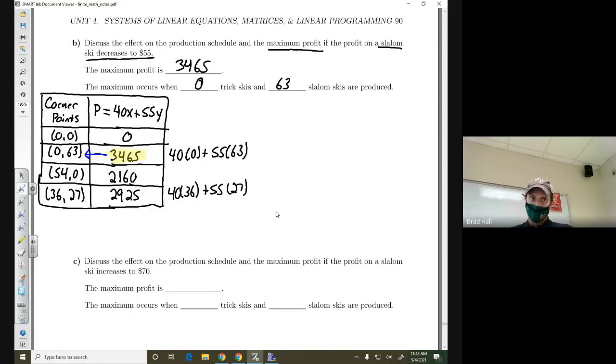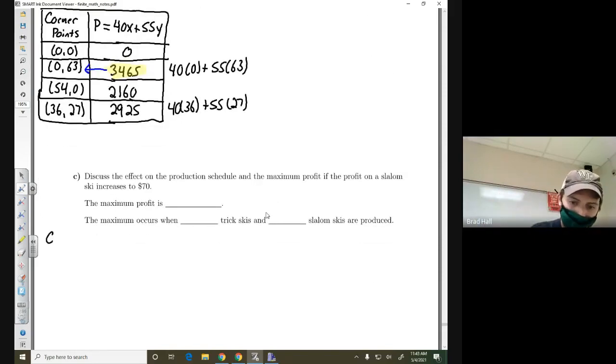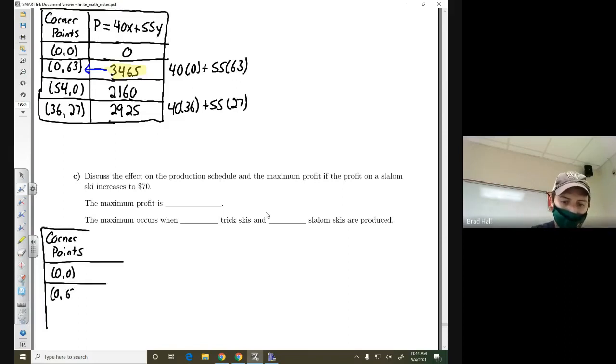There is a part C for this problem as well, and it's the same kind of idea, except what about instead of decreasing from 60 to 55, what happens if you increase from 60 to 70? So it's the same type of problem. Again, one last time, write down the corner points. 0, 0, 0, 63, 54, 0, 36, 27.